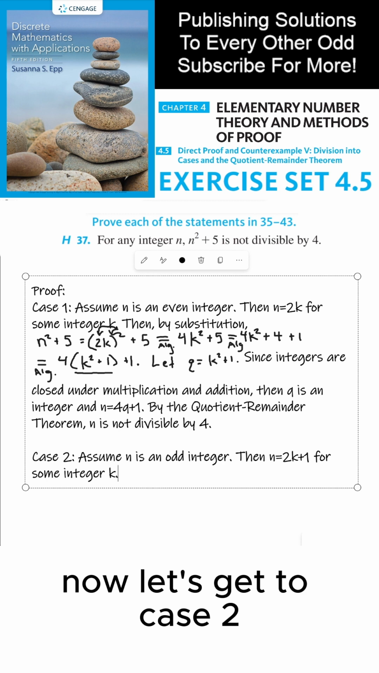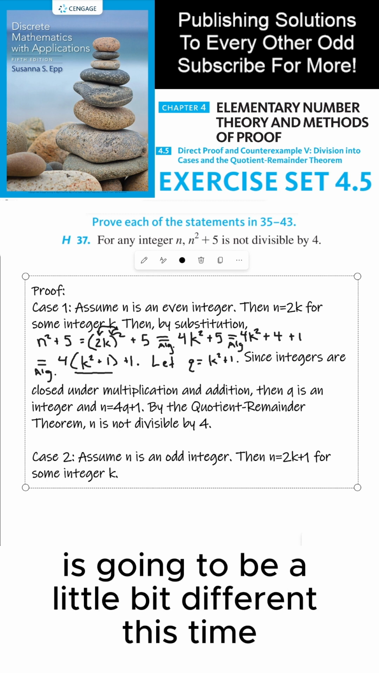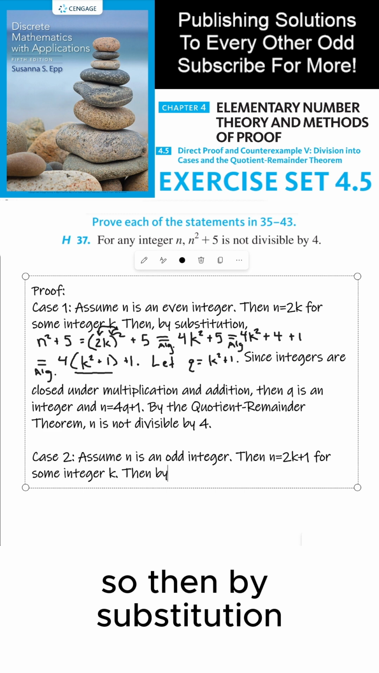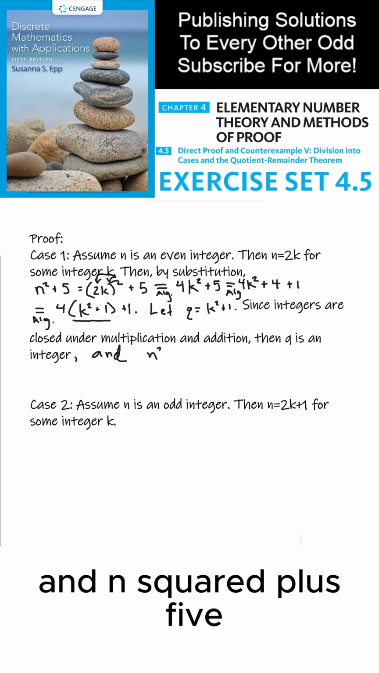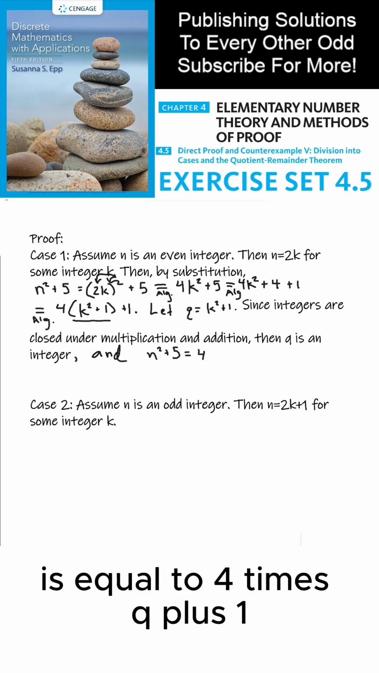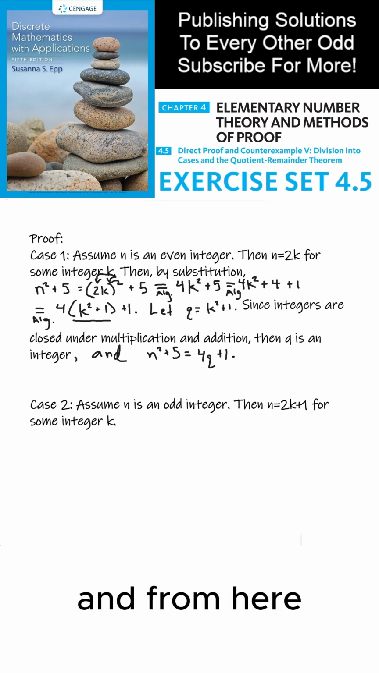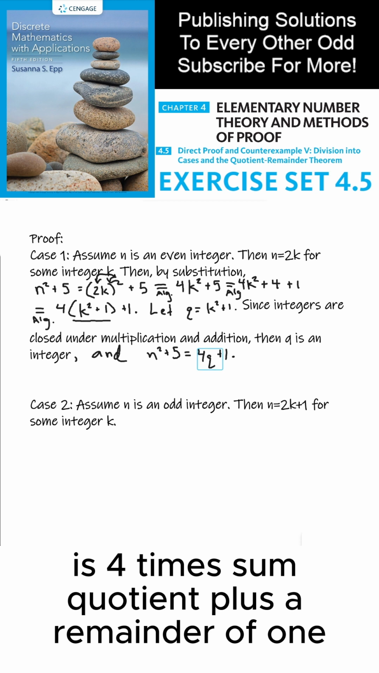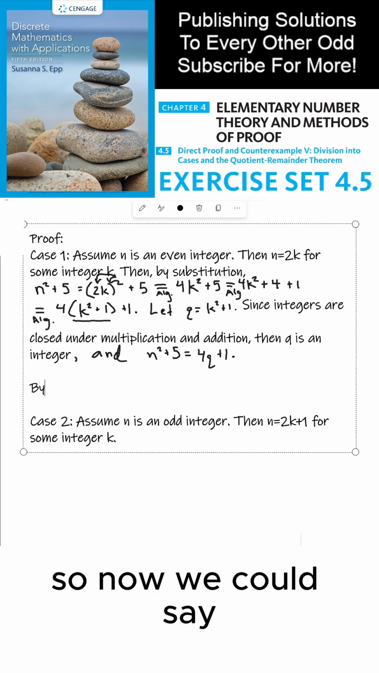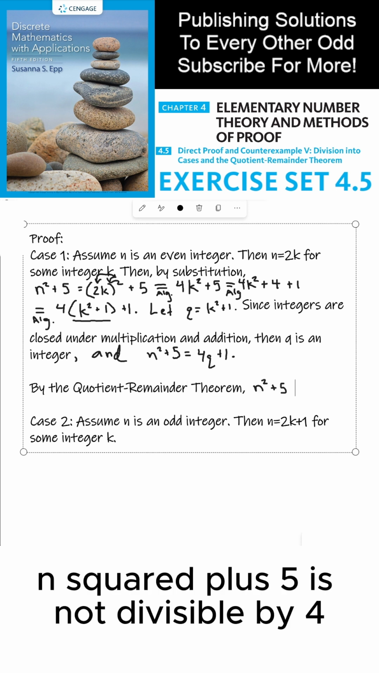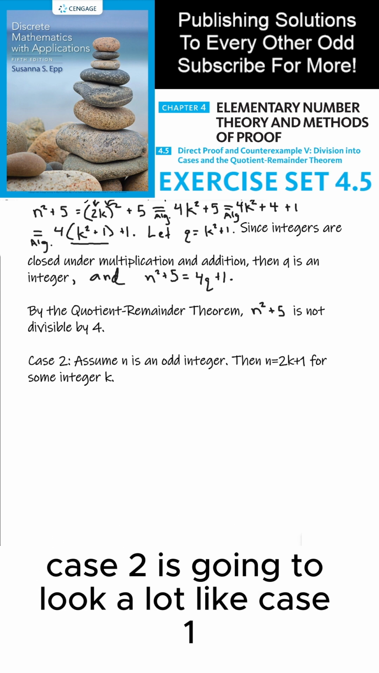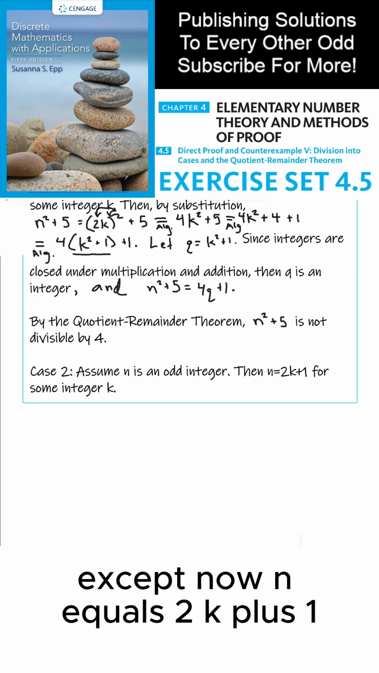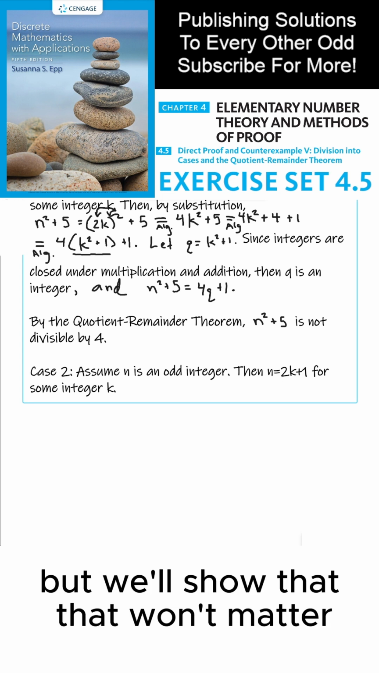Now let's get to case 2. We're going to use the same trick, but the algebra is going to be a little bit different this time. Case 2 is going to look a lot like case 1, except now n equals 2k plus 1, but we'll show that that won't matter.